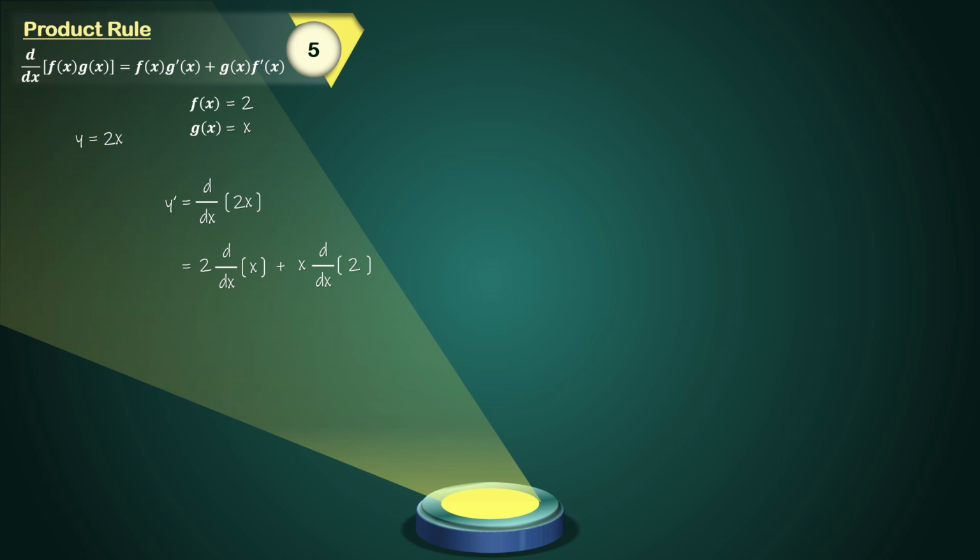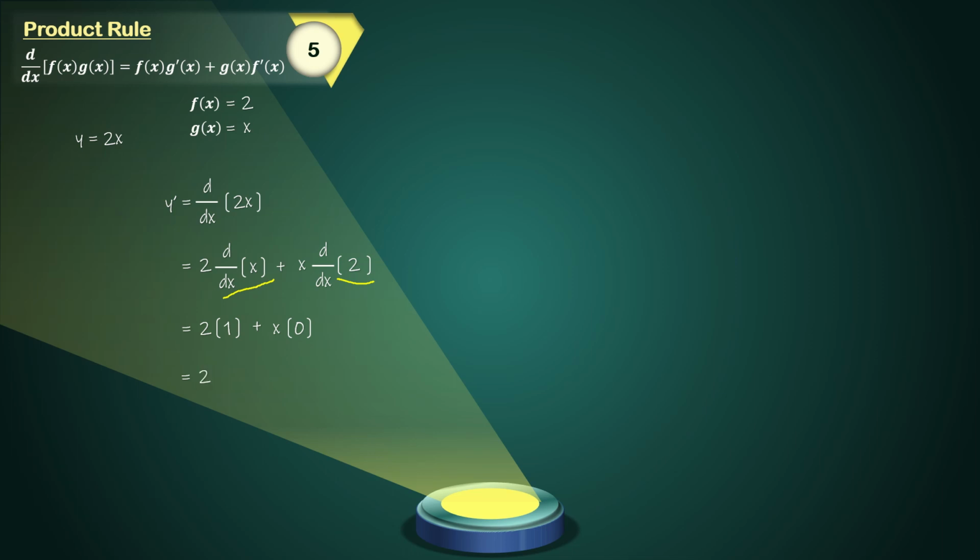And it is equal to 2 times the derivative of x, which is 1, plus x times the derivative of 2, which is 0. Simplify. The derivative of 2x is 2.